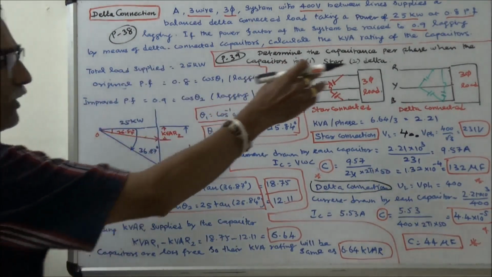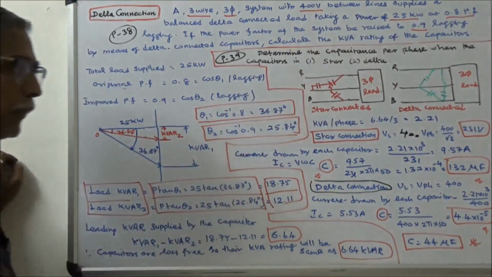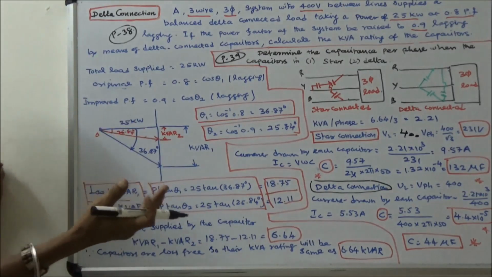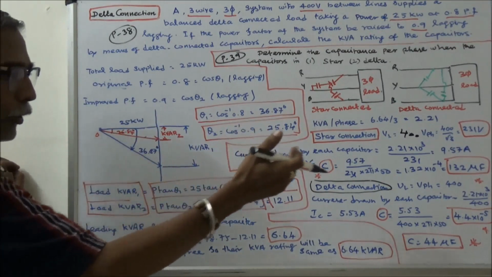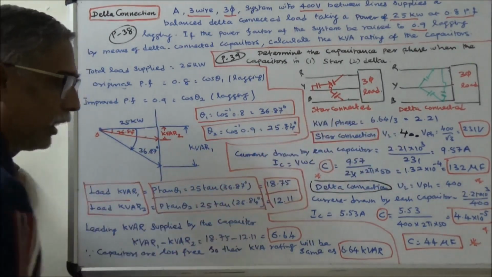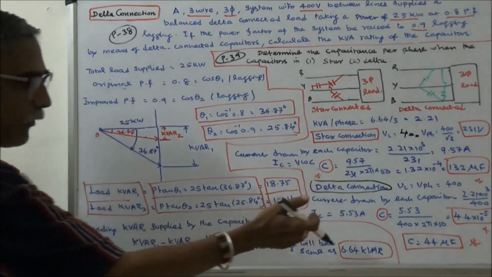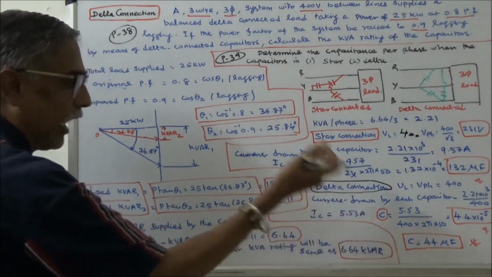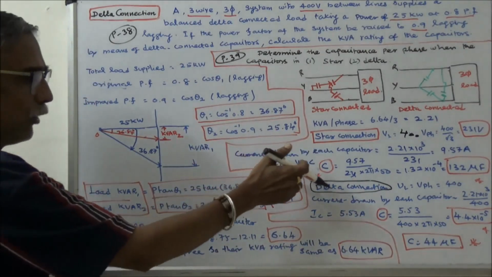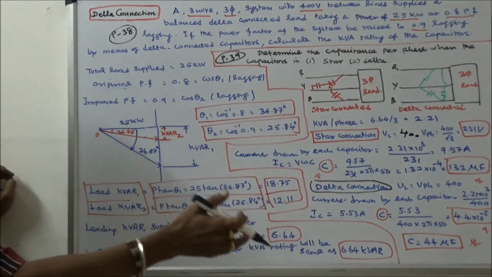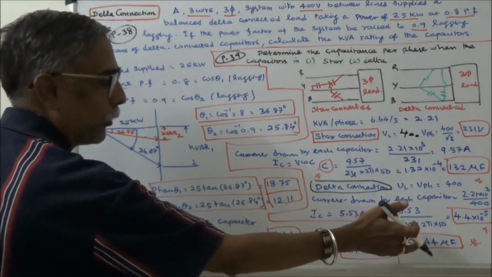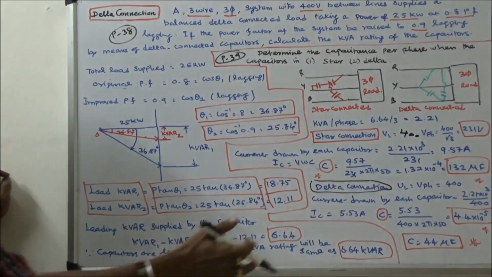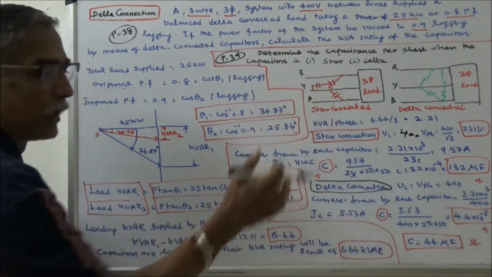The second case, when the capacitors are delta connected, line voltage is equal to phase voltage, that is equal to 400. Now current drawn by the capacitor is equal to 2.21 into 10 power 3 divided by 400. Current drawn by the capacitor is 5.53 amps. Again we are using the same formula, IC is equal to V into omega C. I can calculate C. C is equal to 5.53 divided by 400 into 2 pi into 50. That is equal to 44 microfarads.